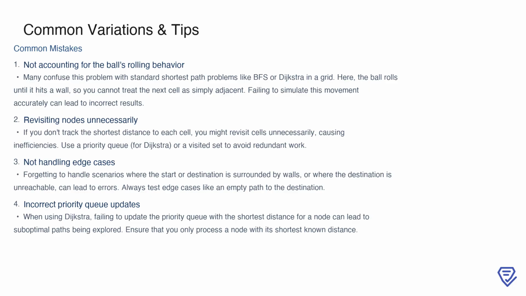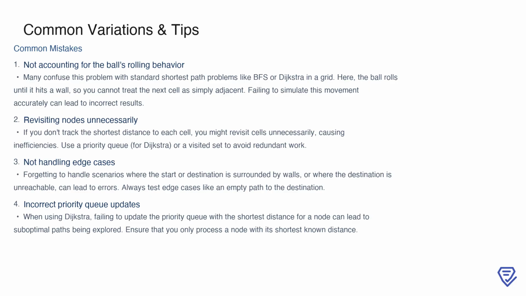If you don't keep track of the shortest distance to each cell, you might end up processing the same cell multiple times, leading to inefficiencies. Using a priority queue for Dijkstra's algorithm or a visited set can help avoid this issue. Additionally, handling edge cases is critical. For instance, what happens if the start or destination is surrounded by walls, or if the destination is completely unreachable? Forgetting to account for these scenarios can lead to failures in your solution.